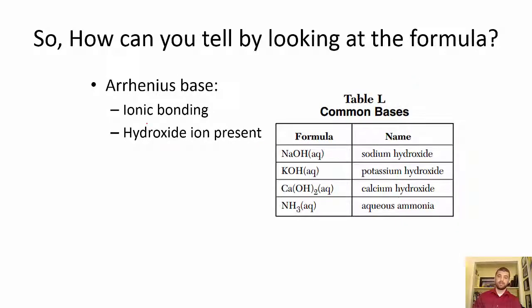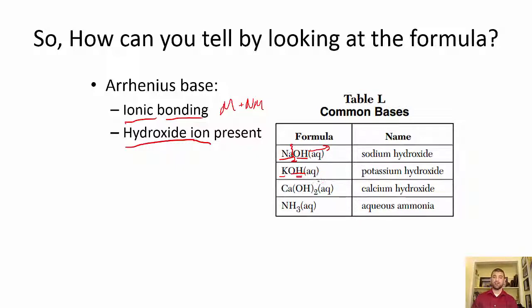A base needs to have ionic bonding. So you need to have a metal and some nonmetals, and you need to have the hydroxide ion. So if you take a look, you've got NaOH. How do I know that it's going to give off an OH? Because the OH is going to split and separate itself from the metal. So this is just sodium hydroxide. Potassium hydroxide is going to do the same thing.